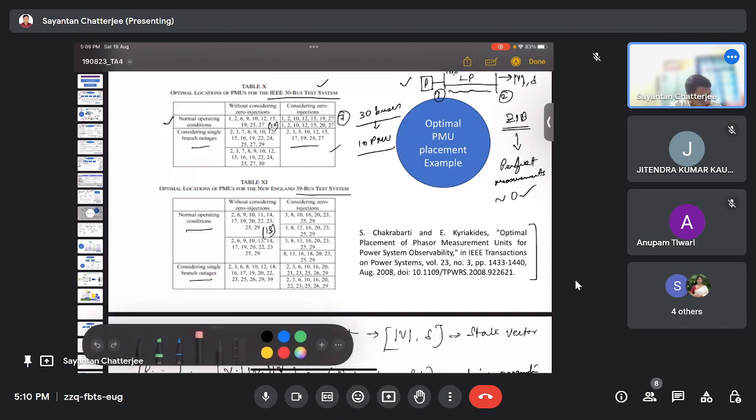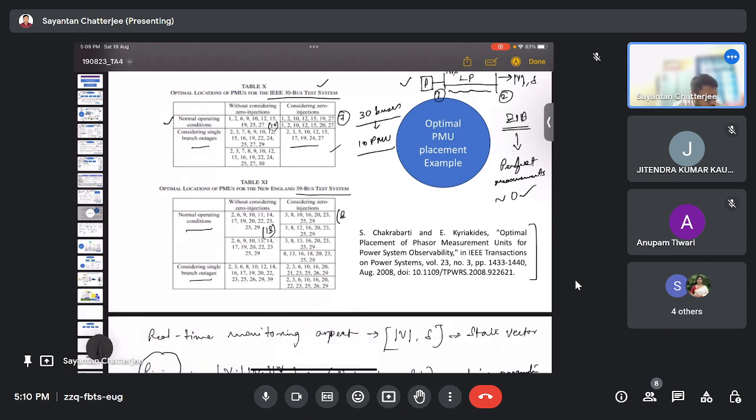the number of PMU placements would be much lesser. That is 1, 2, 3, 4, 5, 8. Only using 8 PMUs, the entire system becomes observable. So these are the outcomes, the optimal PMU locations, how the PMUs should be placed so as to enrich the system observability, and the wide area monitoring would be performed.